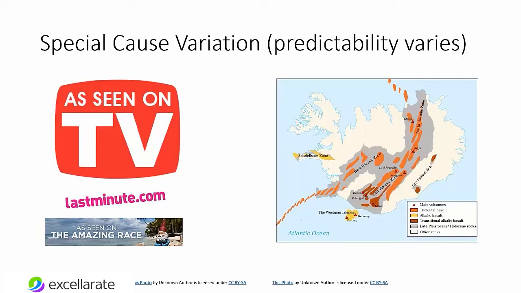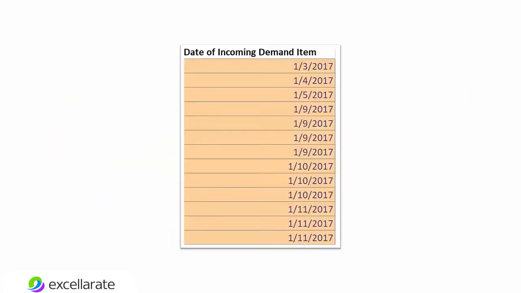So don't go belting your teams up about not being good at forecasting the events on the right-hand side, the Iceland volcanoes. But look very deeply at your process and try to understand what those special causes are on the left, which are predictable. So how do you do this?